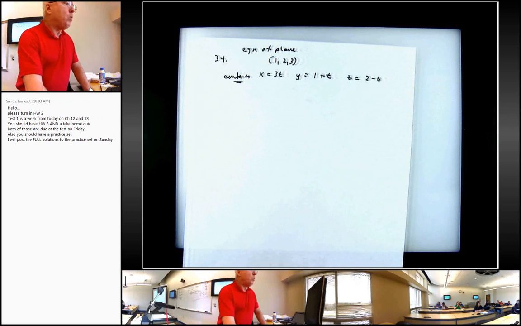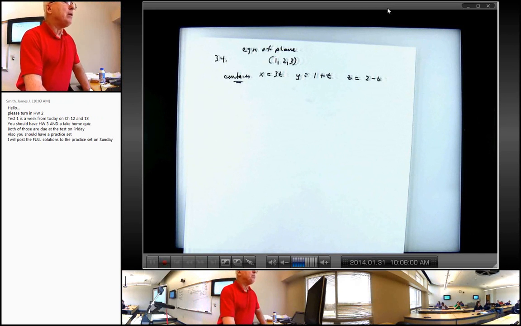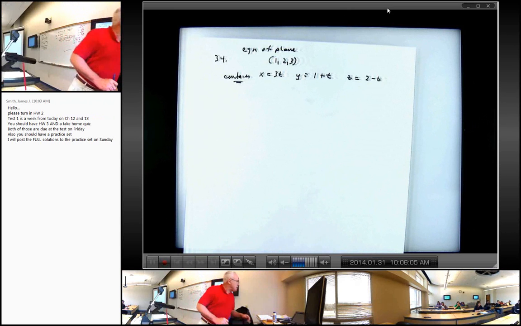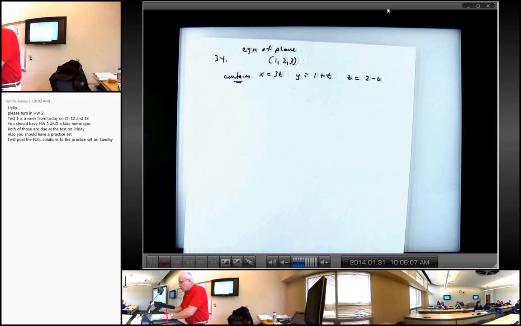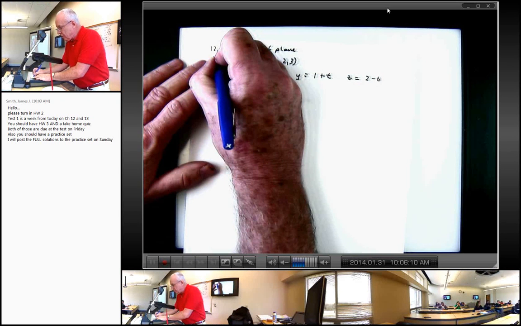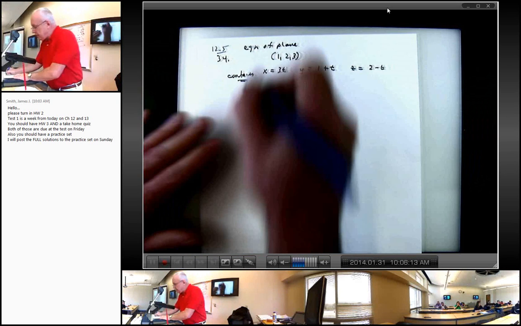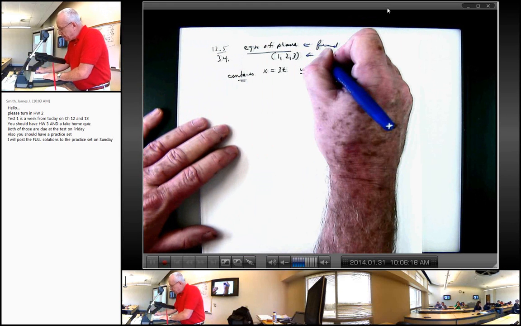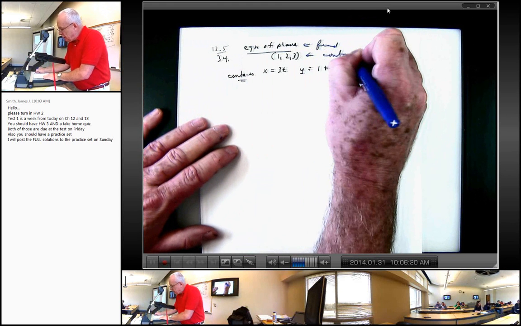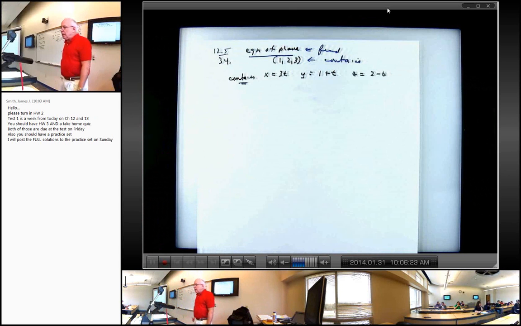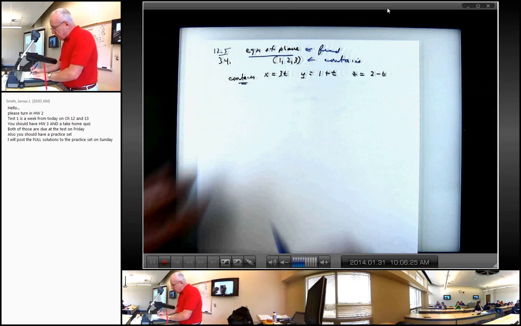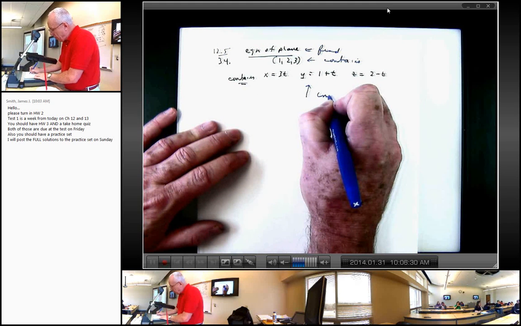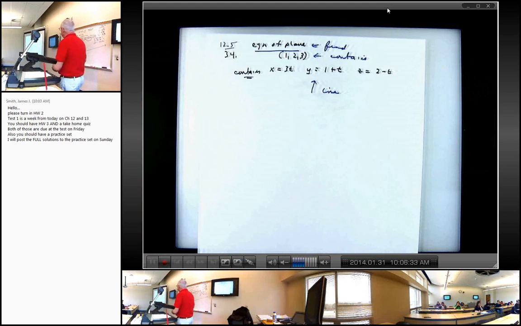So what was asked here is this problem here. It's problem number 34 from section 12.5. And we're asked to find the equation of a plane. And we're told that the plane contains this point, the point 1, 2, 3. And we're told that the plane also contains this line that's written in parametric form.